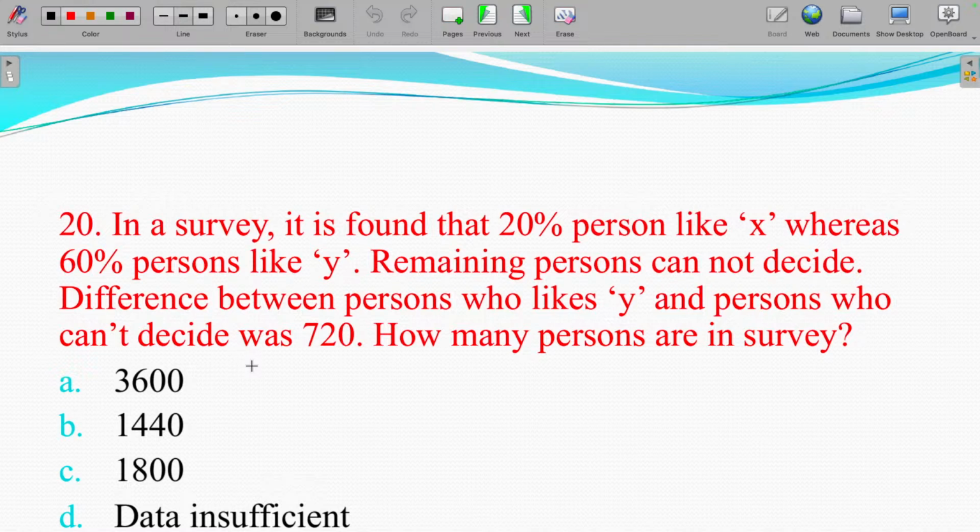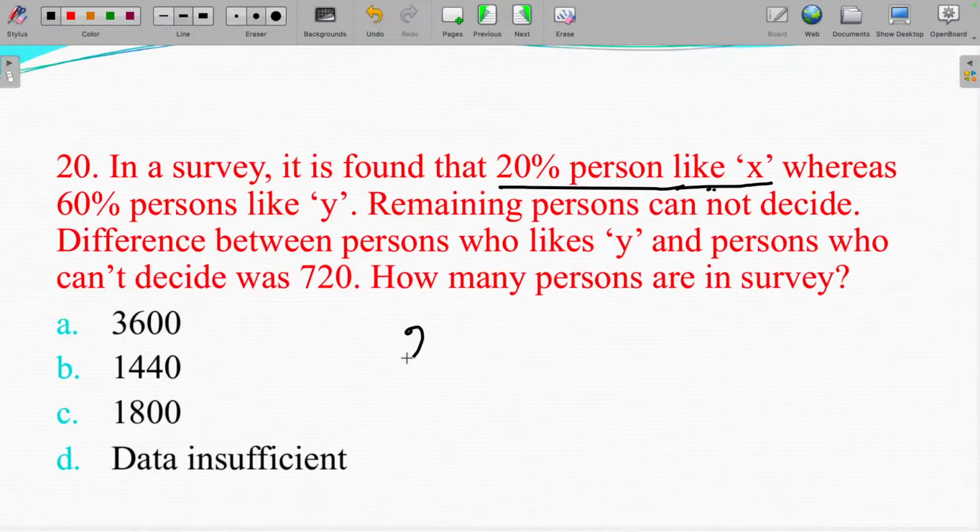Very simple question. In a survey, there are some total members. 20 percentage likes X. Fine. Whereas 60 percentage likes Y. Fine. Total will be 100 percentage, always remember it.